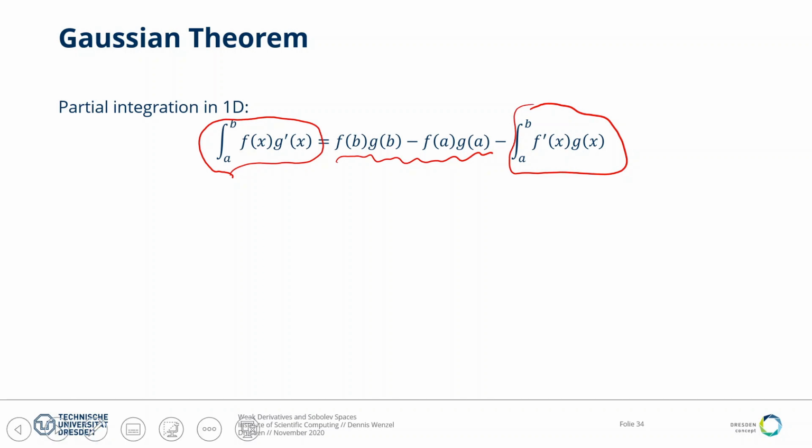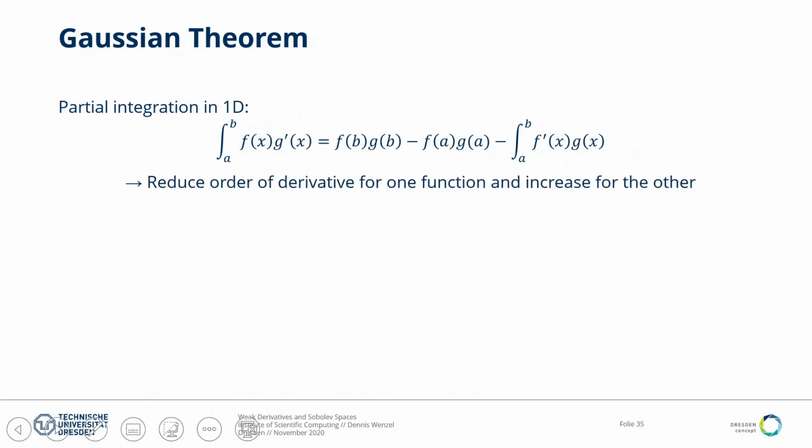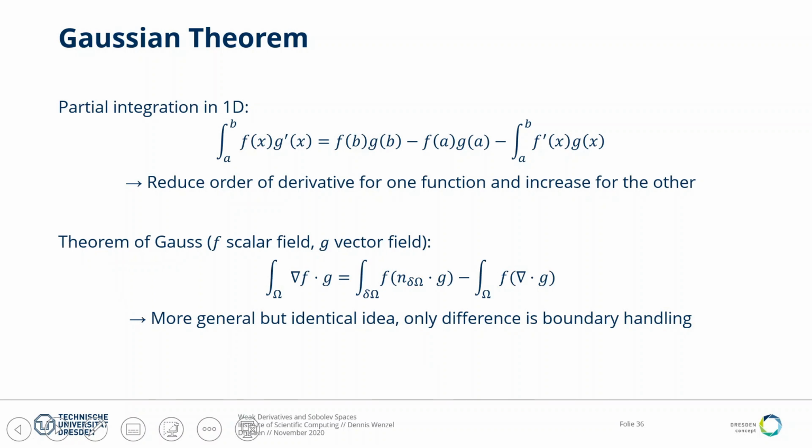So what is happening there is that you reduce the order of derivative for one function and increase it for the other, right? So we're reducing the number of derivatives on the function g and increasing it on the function f. And that also changes the sign, of course. And there is something happening on the boundaries. Okay, in multiple space dimensions, this is called the theorem of Gauss. And we can do it exactly the same way.